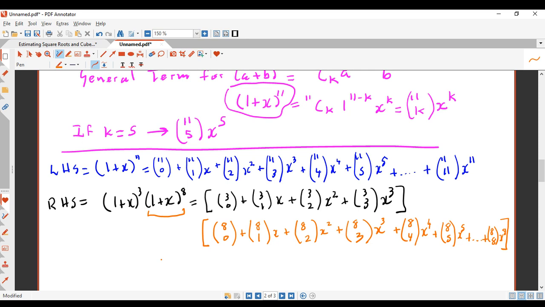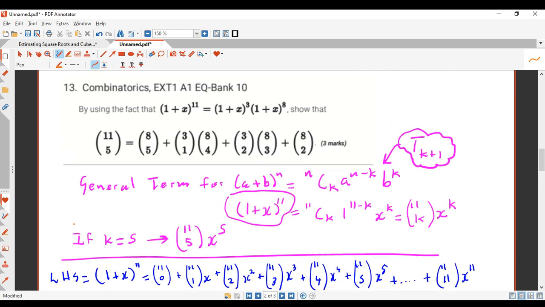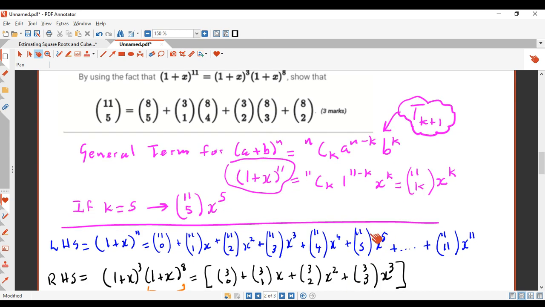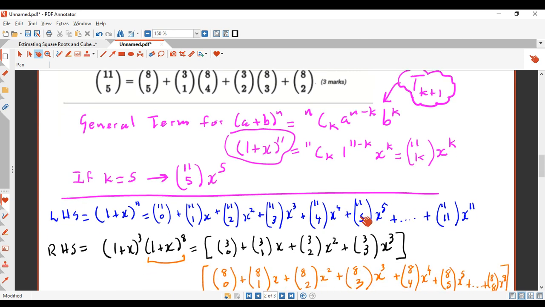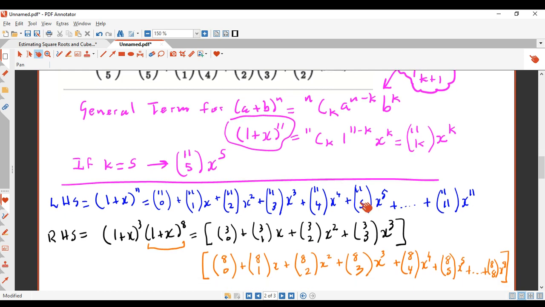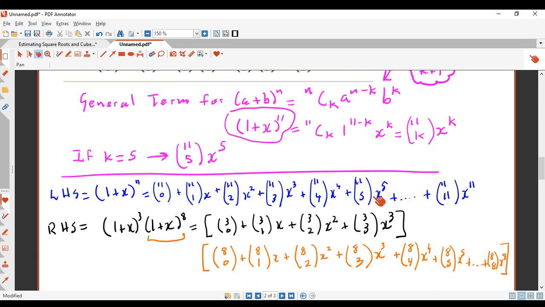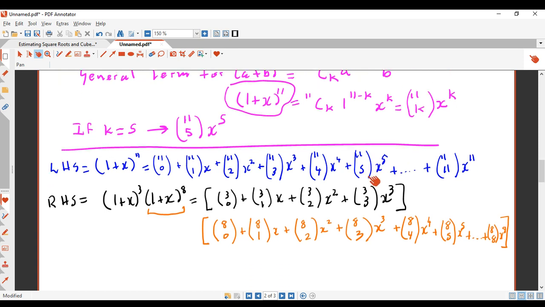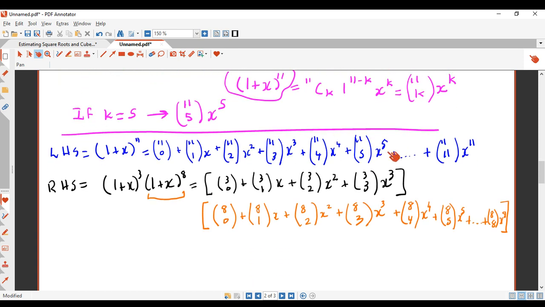Okay. Now look back to what you've got to prove. All I've done so far is write down this left-hand side as an expansion and the right-hand side as an expansion. Now we want 11c5. Now 11c5 is this term here, isn't it? It's one term in the expansion of 1 plus x to the 11. So what I'm going to do is equate the x to the 5 terms. I'm going to equate the x to the 5 term here.